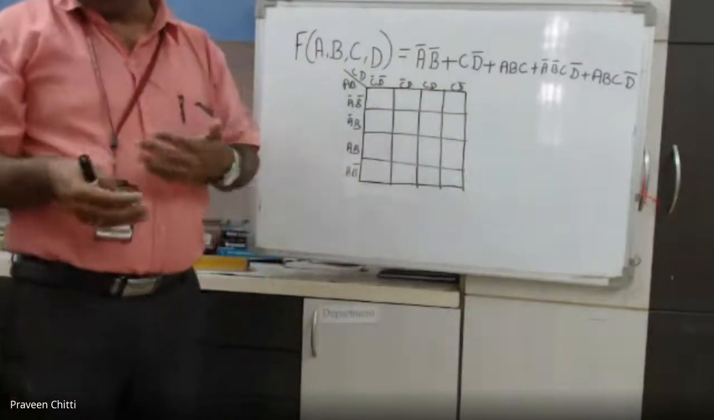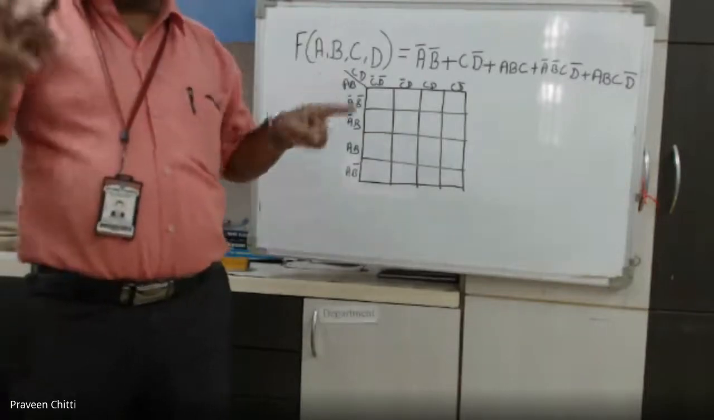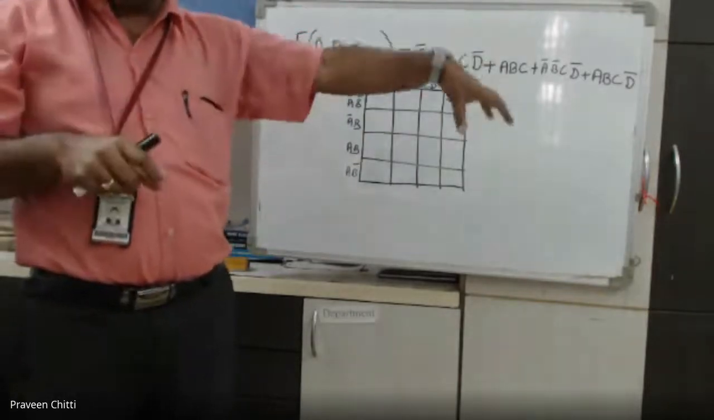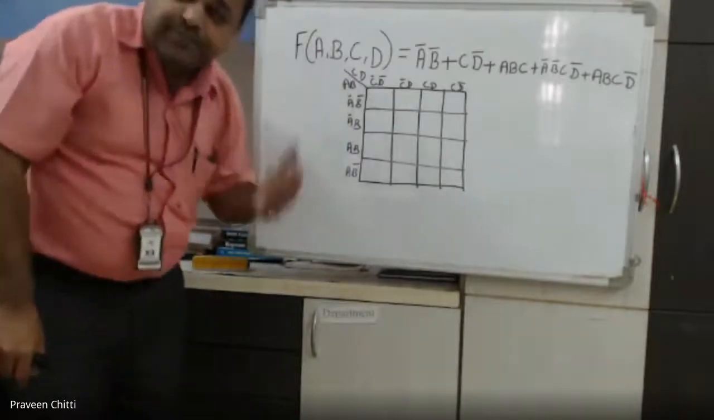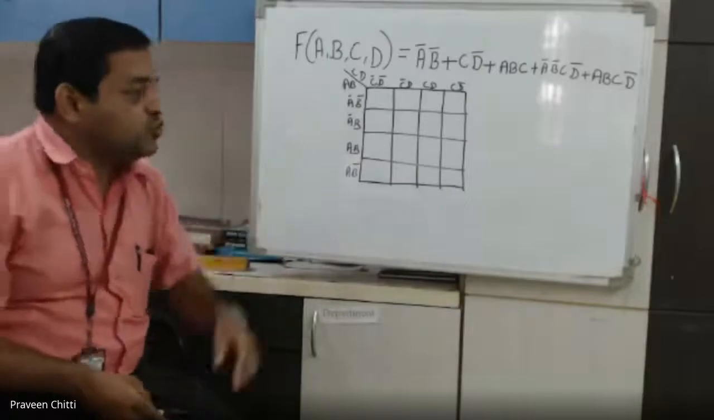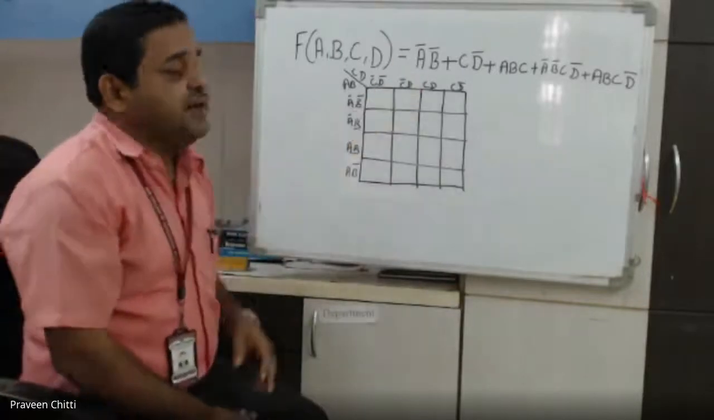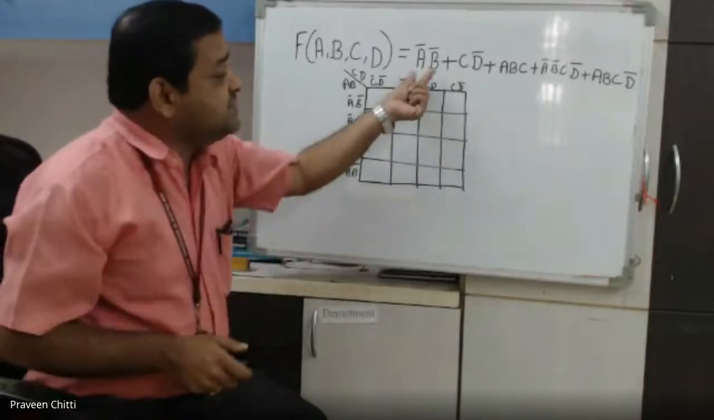It is the reverse way of the K-map. In the K-map, what do we do? We identify the groups, and for every group we write the product term. But here, you already have the product term. You have to draw the corresponding group. So how do I get A bar, B bar? How many variables are missing here?